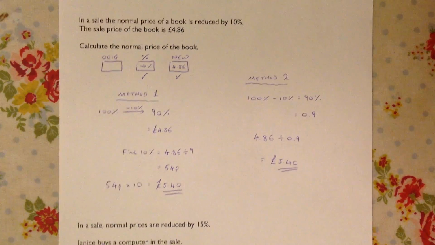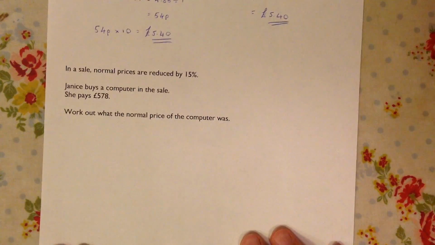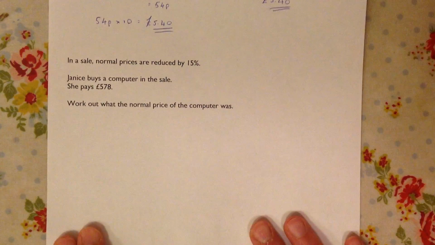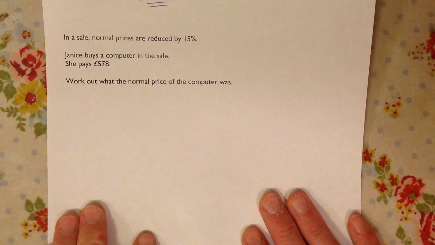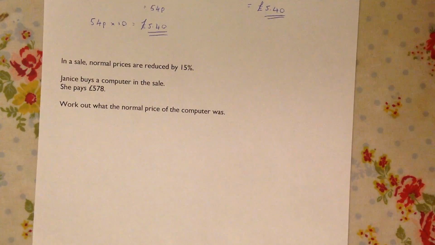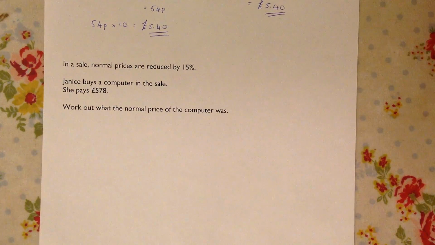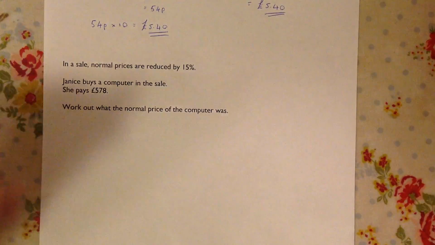Let's use those two methods on a second question just to practice them, because this is a really important topic for the GCSE. It's very likely to come up, and it's easy for students to get confused with this one. So, in a sale, normal prices are reduced by 15%. Janice buys a computer in the sale, she pays £578.